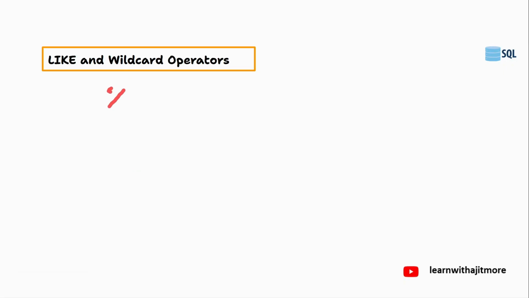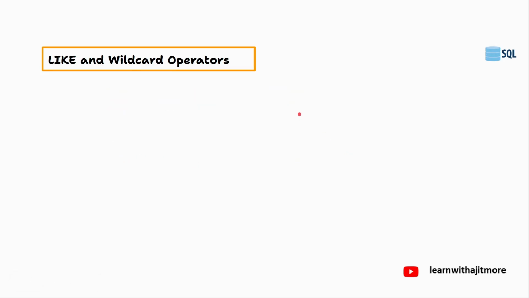One is percent. Percent matches zero or more characters. Percent represents zero or more characters. And underscore represents exactly one character. Here it is zero or more, and underscore represents exactly one character. So you can use this and build the pattern.